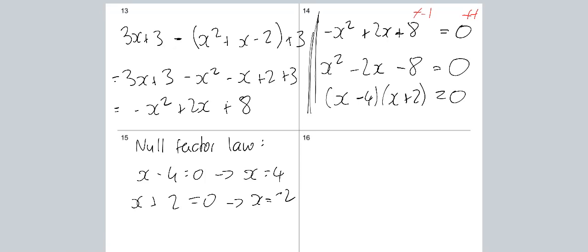So there's all my algebra toolkit coming together over these couple of pages here. I need to know how to expand, simplify, factorize, and solve by setting it equal to 0 using another law called the null factor law.